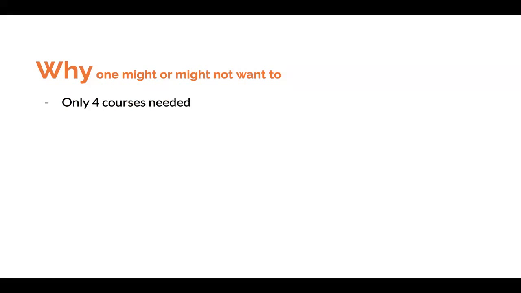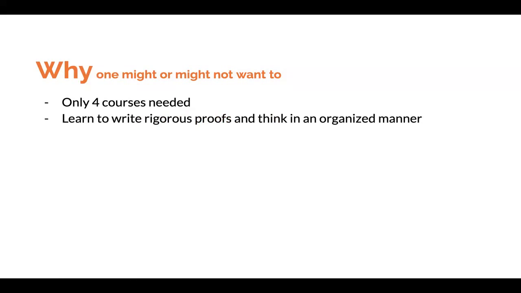So for more on why you might or might not want to do the minor, first thing, of course, you only need 4 courses. This means that especially if you're in BTech, your 7th sem will be chiller, and 7th sem is important if you want to do placements or applications or anything. But more importantly, and this is the point of this whole minor, is that you learn to write rigorous proofs and think in a very nice structured way.